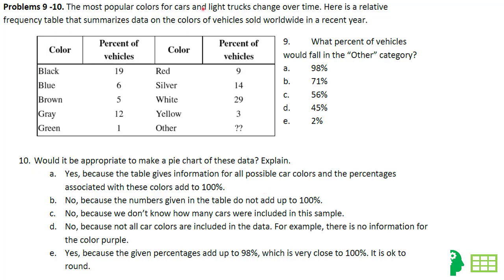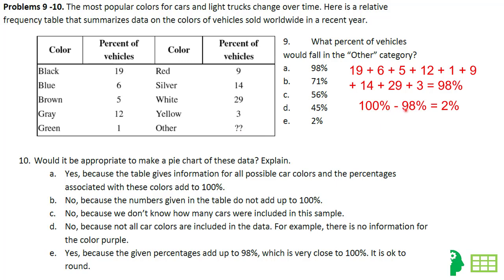The most popular colors for cars and light trucks change over time. Here's a relative frequency table that summarizes the data of colors of vehicles sold worldwide in a recent year. What percent of vehicles would fall in the other category? They did say these are percents, and they have all the percents filled in but one. I know the probabilities have to add up to 100%. So let me add up all the numbers except for this one that I don't know. It's 98%. If they have to add up to 100%, then I take away the 98%. That leaves me with 2%.